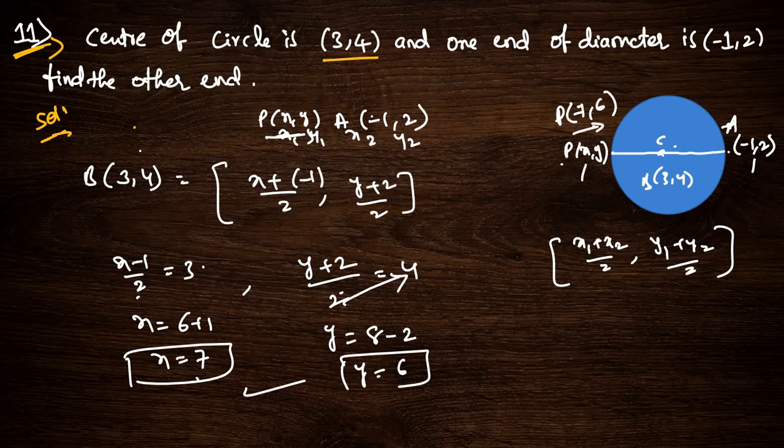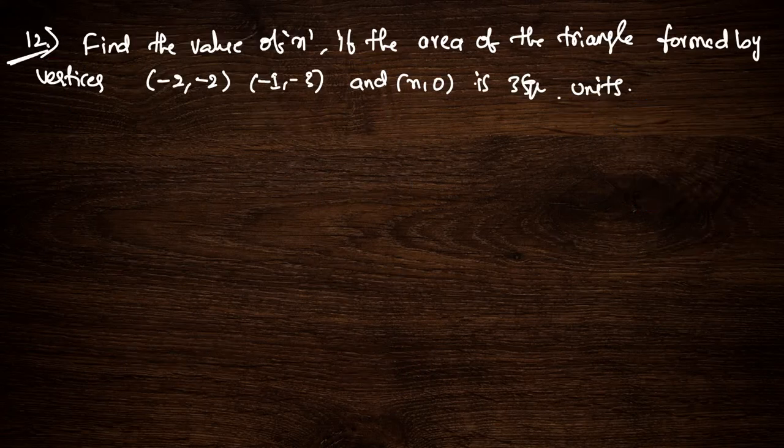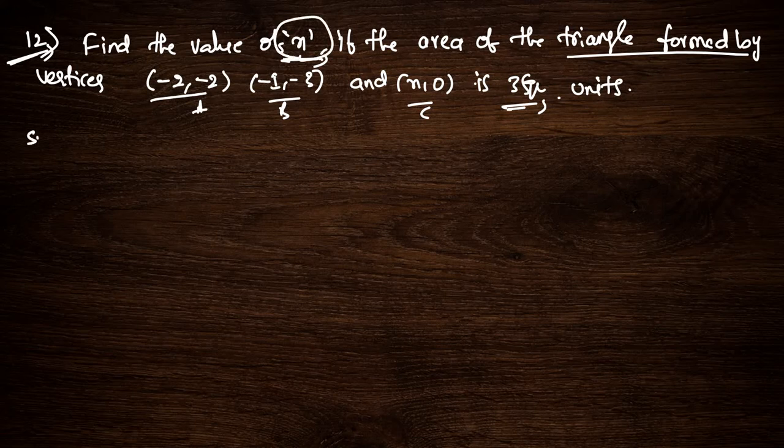Now moving to the next question, the 12th one. The question is: find the value of x if the area of the triangle formed by the vertices A, B and C, which are 1, 2 and 3, is 3 square units. Here he is asking us to find the x value. Now the solution here. We already know the formula.